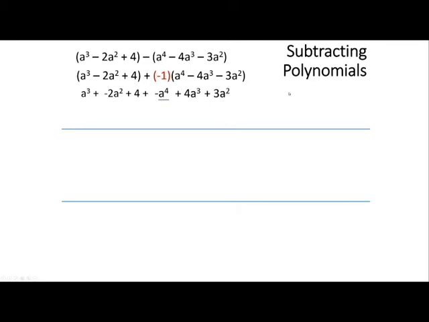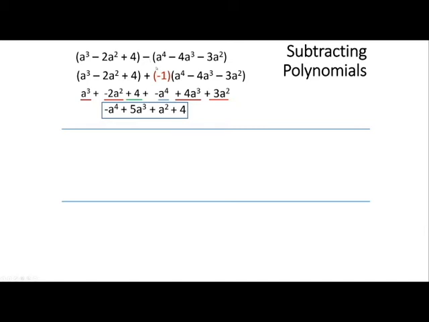Notice I have a -a to the fourth, but that's the only one I have. I have a 1a to the third and a 4a to the third. I put those together and get 5a to the third. I have -2a squareds and I have +3a squared. That's 1a squared, and that leaves me with this lone plus 4. My solution is a quartic polynomial. Again, no different than addition, except for the fact you have to deal with that minus sign first.